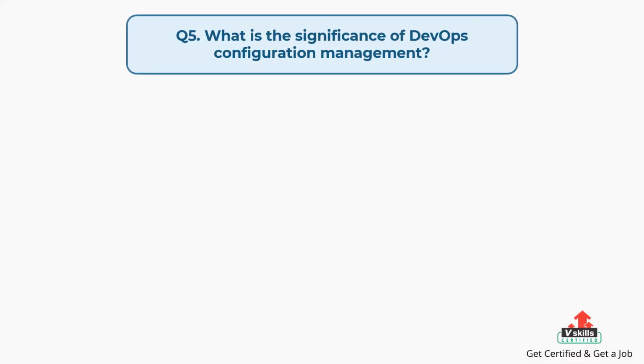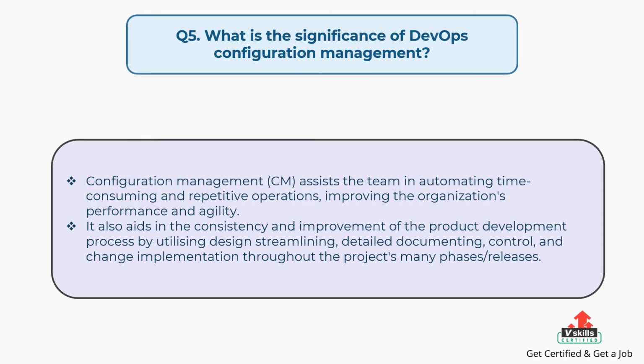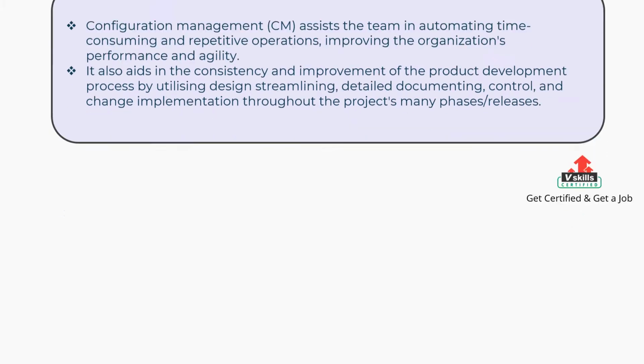Question number 5. What is the significance of DevOps configuration management? The answer is: configuration management assists the team in automating time-consuming and repetitive operations, improving the organization's performance and agility. It also aids in the consistency and improvement of the product development process by utilizing design streamlining, detailed documenting, control, and change implementation throughout the project's many phases or releases.